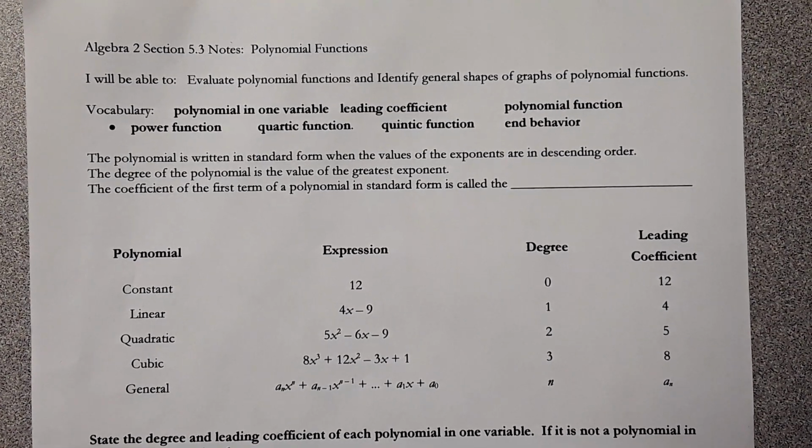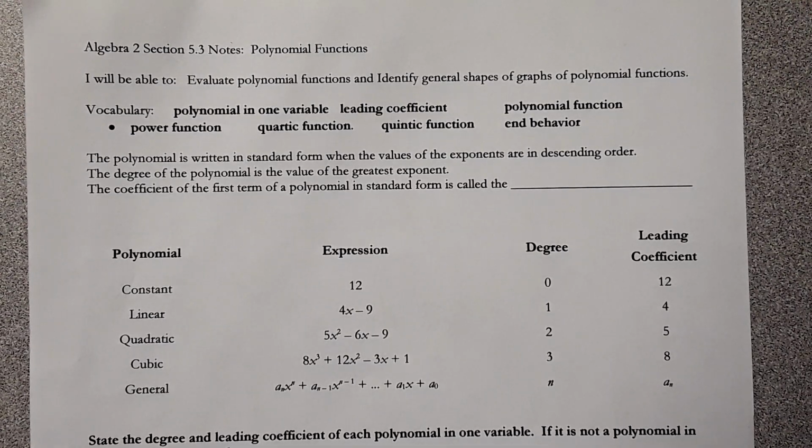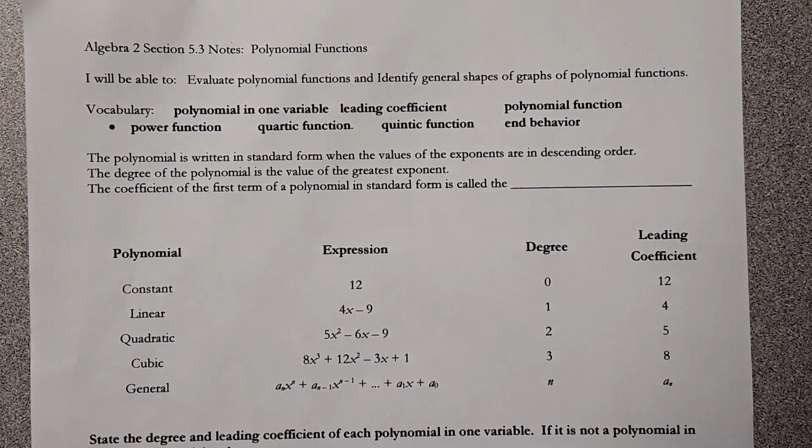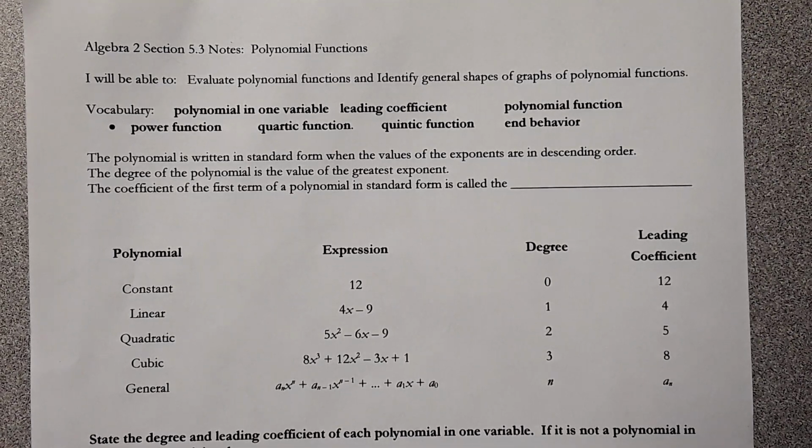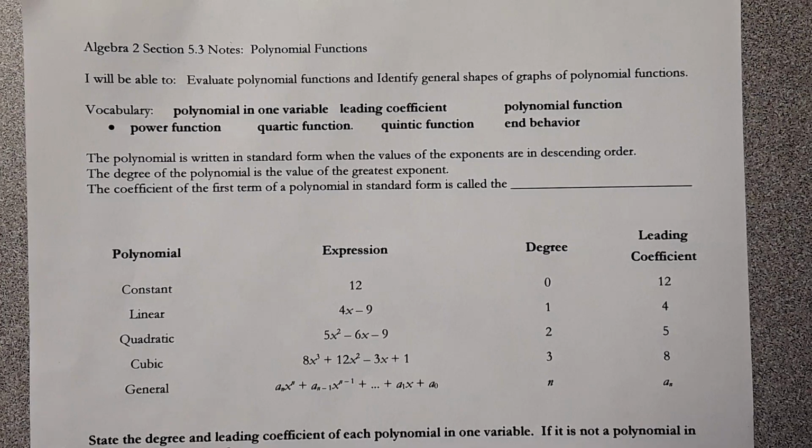Here we go. Section 5.3 notes. So we're going to start talking about polynomial functions. And polynomial functions are just functions that are in one variable. And what that means is that you're not going to have an x and a y, or a w, y, z. It means it's one variable. That means everything is in one variable.